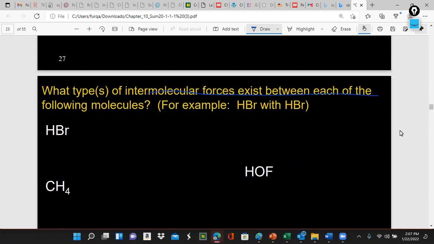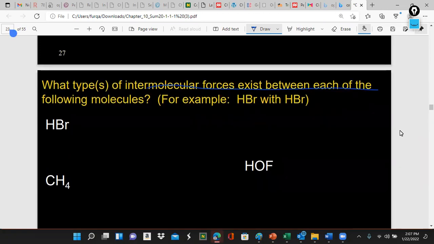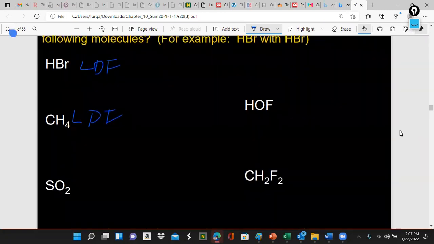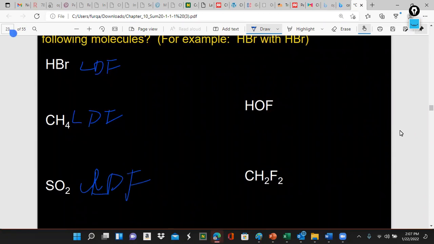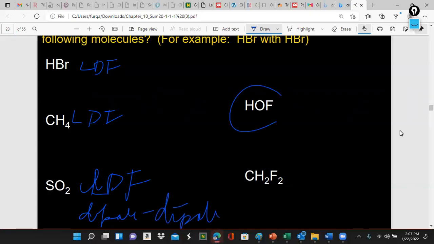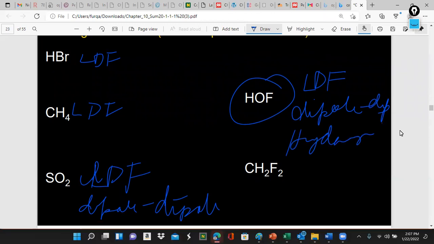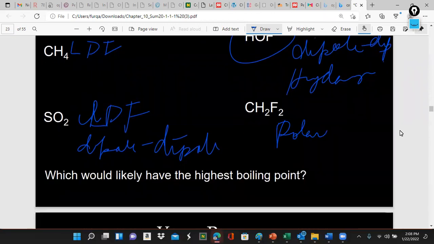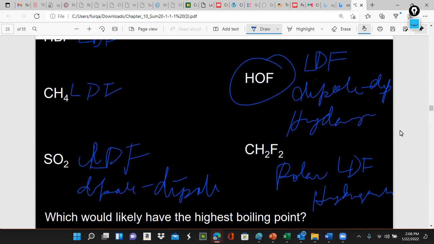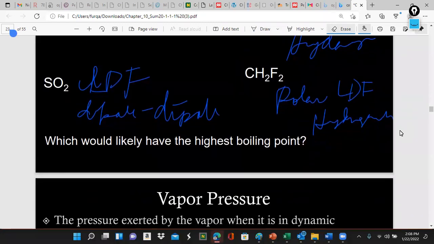It's asking us what types of intermolecular forces exist. The London dispersion force is going to be everywhere. This one is going to have the London dispersion force, and also dipole-dipole because the molecule is polar. Here it is going to form hydrogen bonds, so it's going to be LDF, dipole-dipole, and also the hydrogen bond. All of them are possible, right? And this one we already know is a polar compound, so LDF is there, and the hydrogen bond is going to be the dominant one, no dipole-dipole, because that is going to be the hydrogen bond.